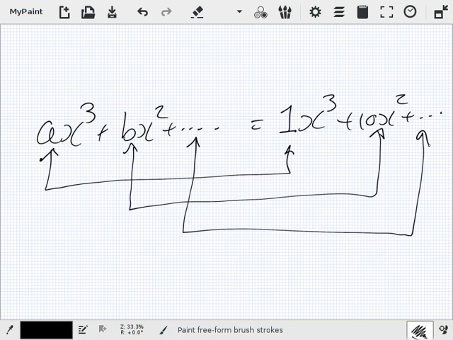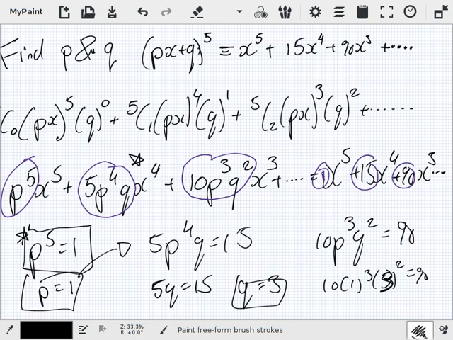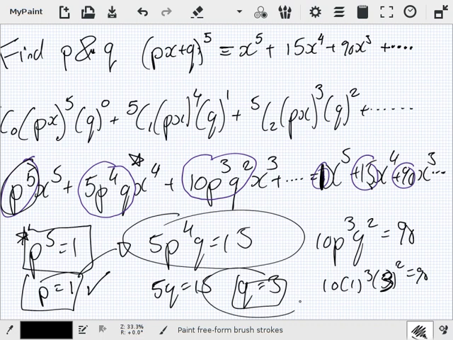And the next coefficient needs to equal the next one here. It's a comparison. So, back in my original question, on my right, the x^5 had a coefficient of 1. Therefore, on the left, the x^5 must also have a coefficient of 1. So that means my p^5 can only be 1 for the left and right to be equal. If p^5 equals 1, then p has to be 1. Now, by looking at the x^4 coefficient, 5p^4q has to be 15. But I know p is 1, so 5q has to be 15, which means q has to be 3. And now I'm finished. I have p is 1 and q is 3.